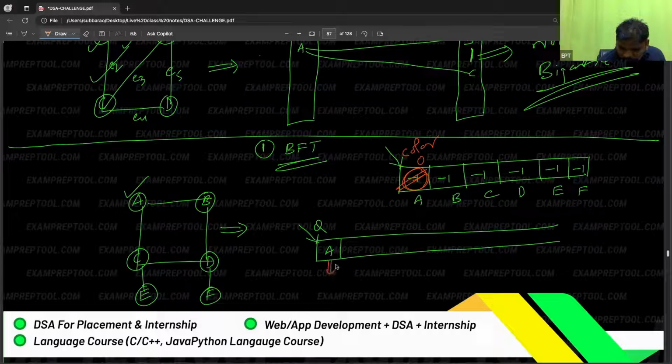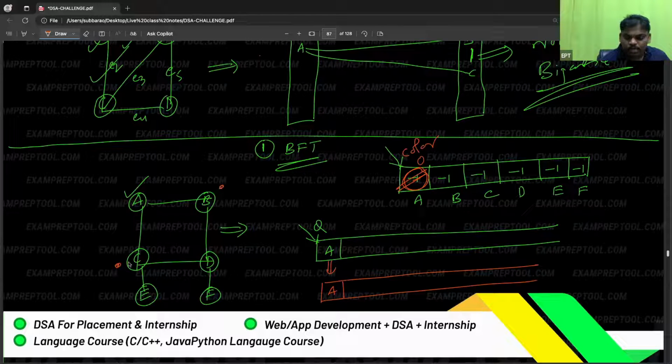Now delete A from the queue. So I deleted A from the queue. Ask all of A's adjacent vertices, who are those? A's adjacent vertices are B and C. Then immediately ask what are the colors of B and C.